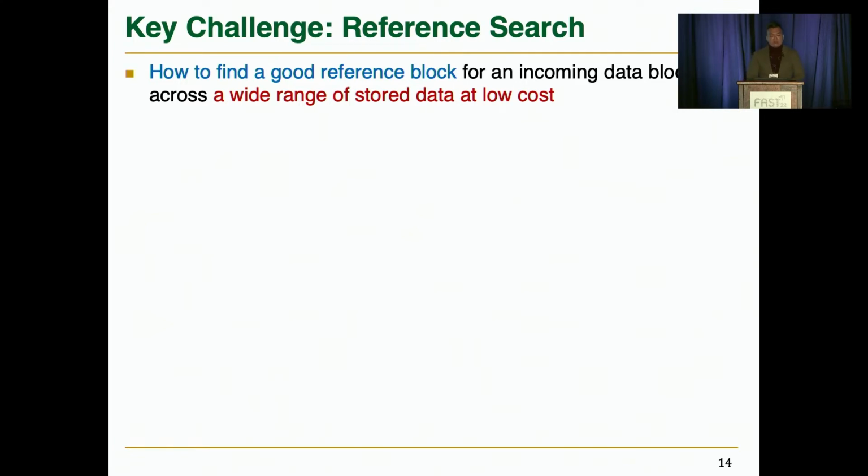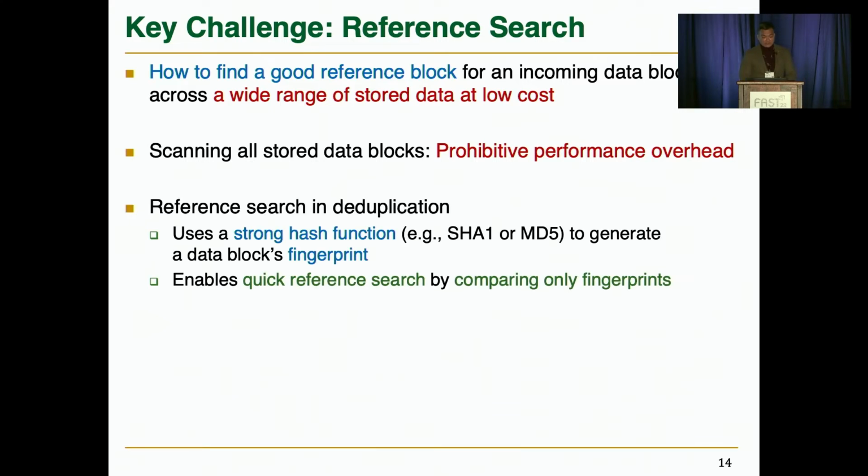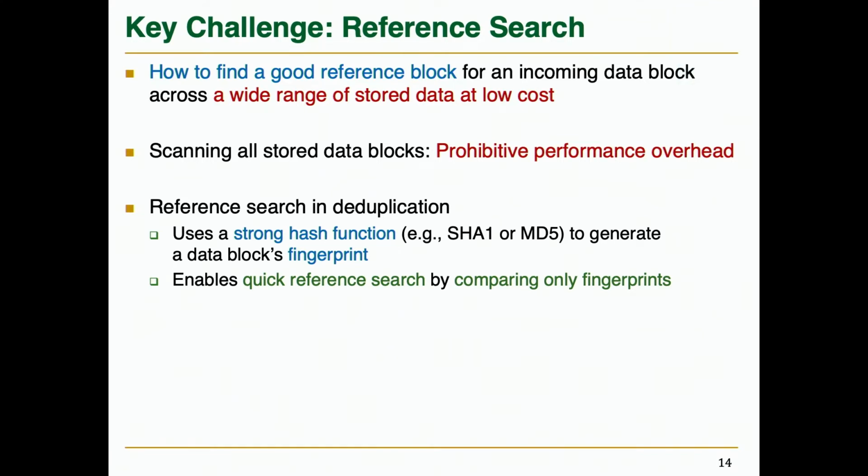The key challenge in post-deduplication delta compression is how to find a good reference block for an incoming data block across a wide range of stored data at low cost. Scanning all previously stored blocks is infeasible for sure due to its prohibitive performance overhead. In fact, as explained, deduplication also requires to search for an identical block to an incoming block across the storage system. A common approach for this is to use a strong hash value to generate each data block's fingerprint, which enables a quick exact match search by comparing only fingerprints of data blocks.